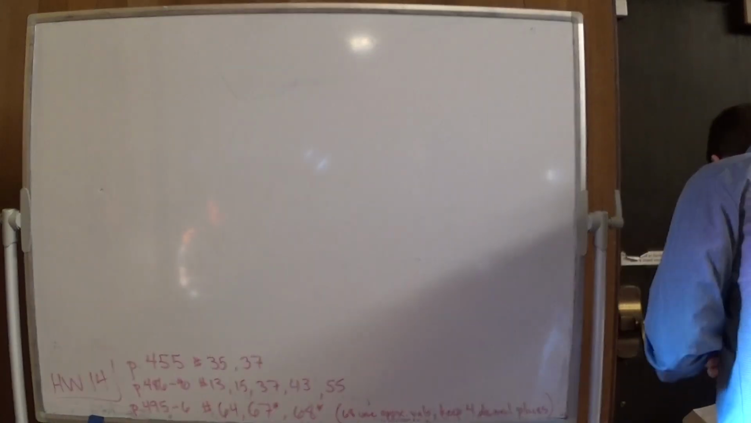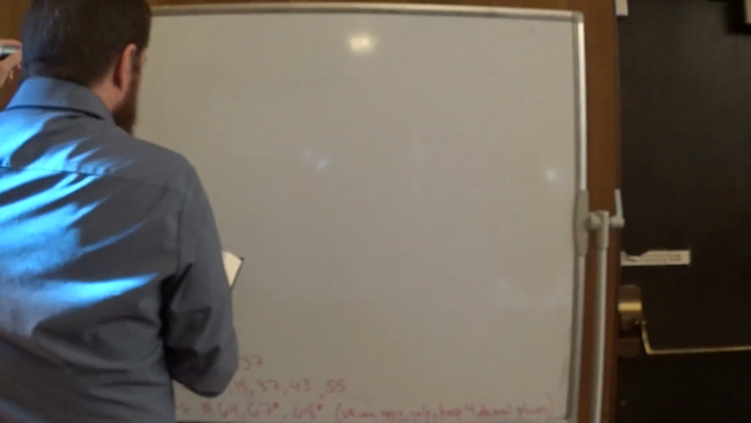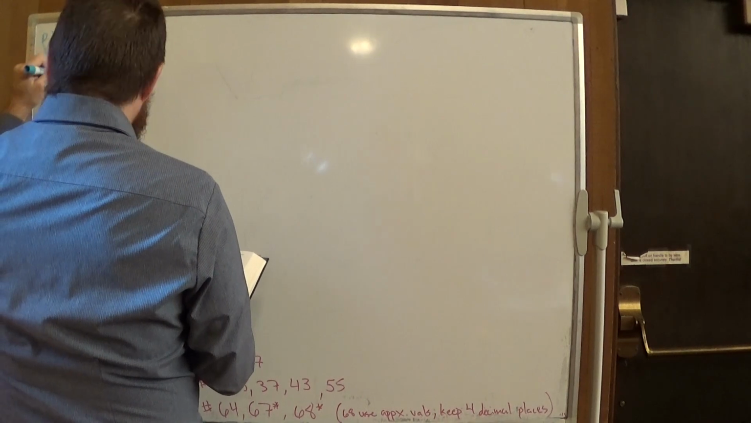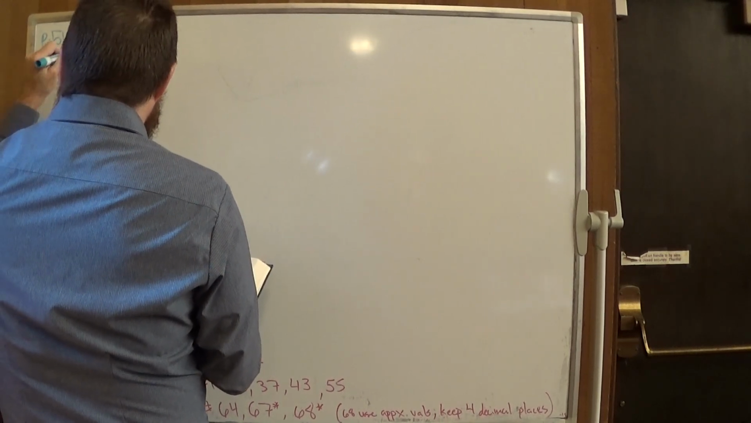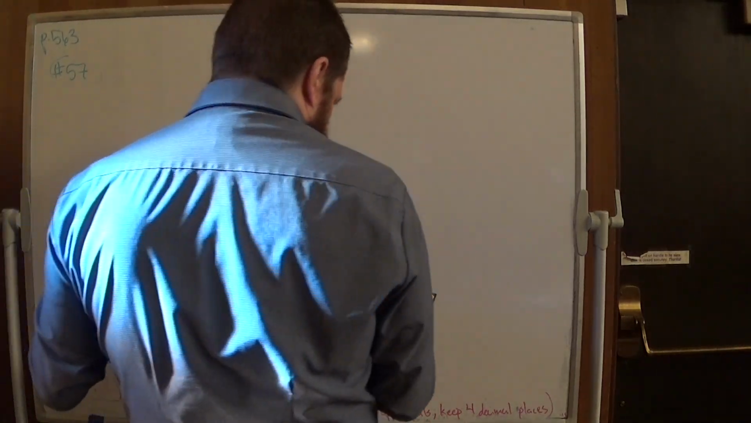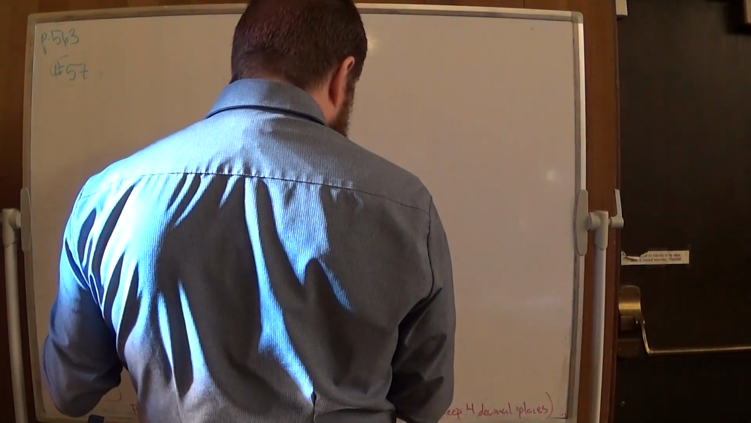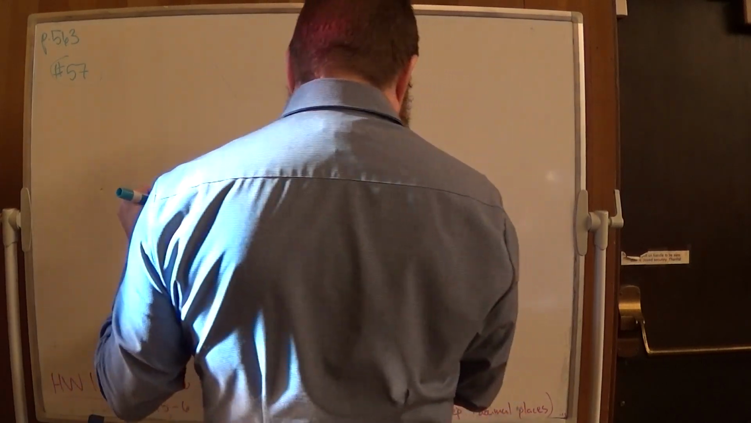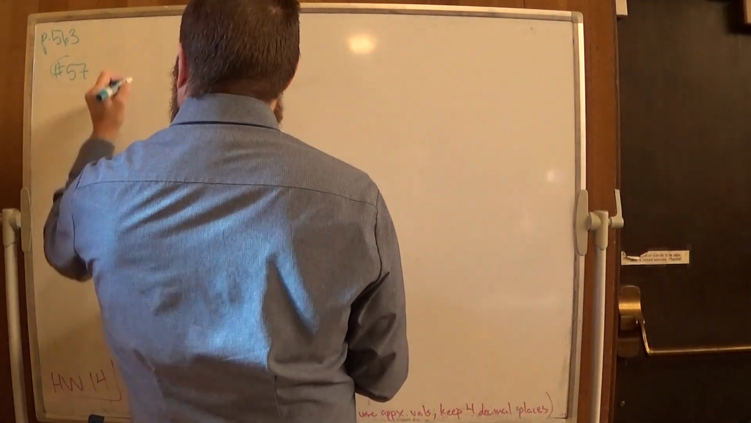Okay, so this is a question from the homework. This was page 563, number 57. And for these, you're supposed to use the inverse trigonometric functions to find solutions that are in the given interval, and then approximate to 4 decimal places or whatever.